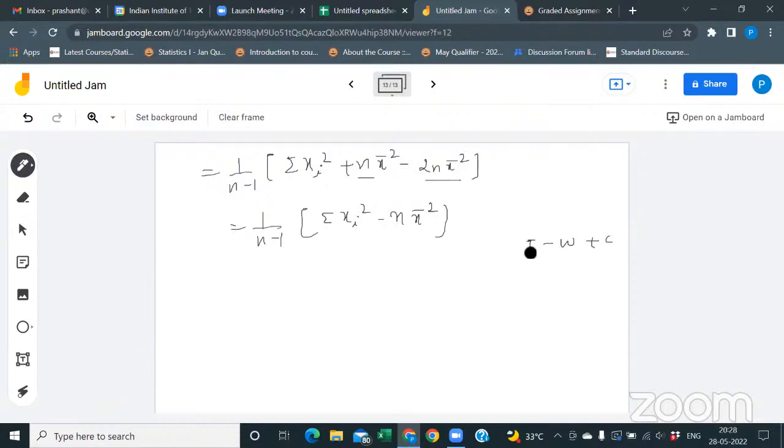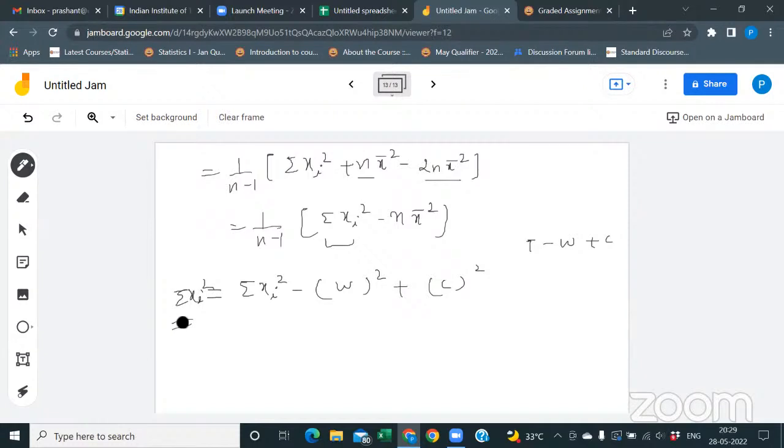So what can you do here? For this one, you have to take the square of the sum, minus the square of the wrong observation, plus the square of the correct observation. Oh, okay. Only then you will get the correct square of the observation.